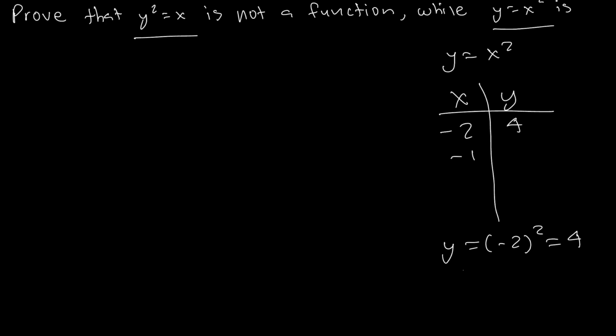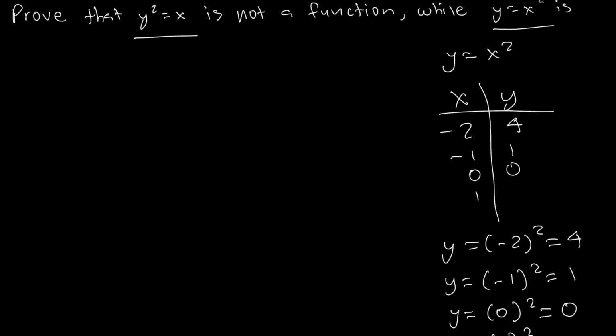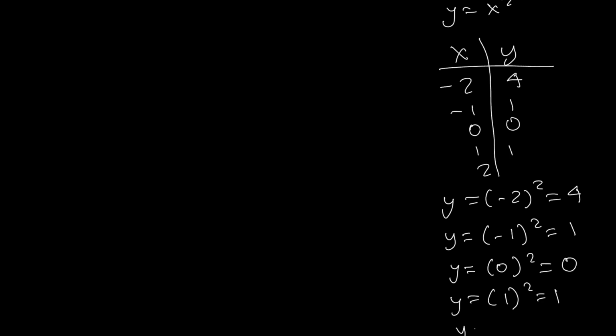Next, we can do -1. Y, when x is -1, we can just plug it in. -1 squared equals 1. Then 0, plug it in for input. Output is 0. 1, plug in 1 equals 1. 2, plug in 2 for x value for input. 2 squared is 4. 2 times 2 is 4.